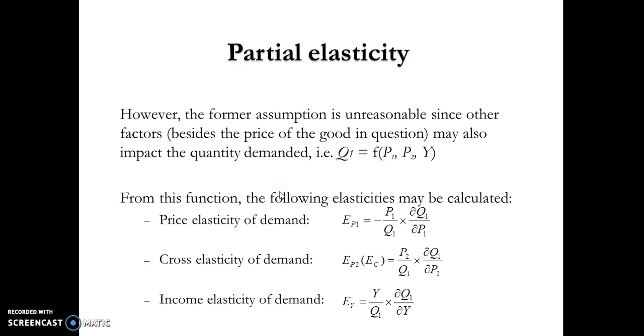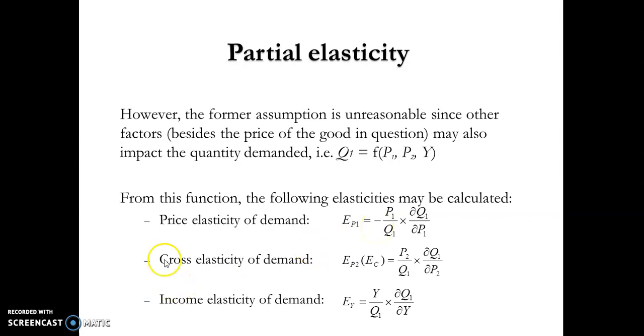From this function now, the following elasticities can be calculated, right? So remember P1 represented the price of the good itself. So therefore we have our price elasticity of demand, and that is equal to the price of the good over the quantity of the good times the first order partial derivative of this function with respect to the price of the good. And remember, we insert the negative just so that we are able to interpret the absolute value.